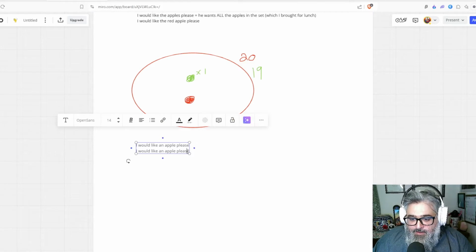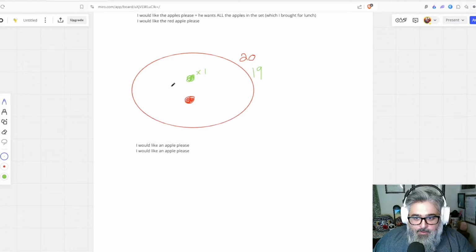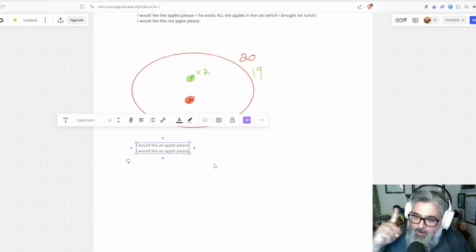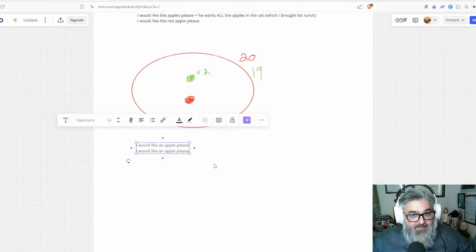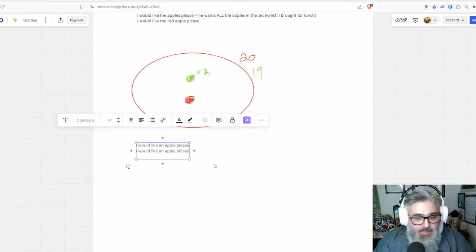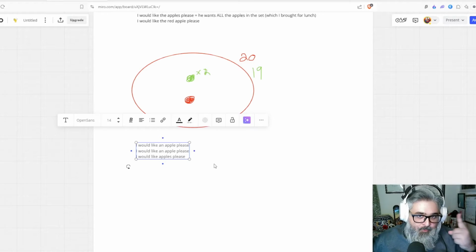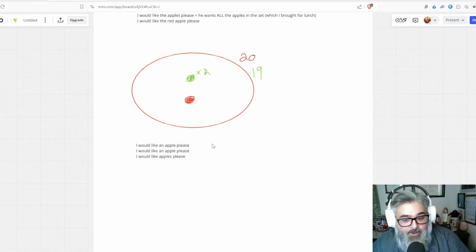What would happen if he wants two? Suppose he wants two. Now we can't use an or a. We can't use the indefinite article because that's only used for one item. Does he want the entire set? Does he want all of them? No, he doesn't. So we're just not going to use any article. I would like apples, please. He doesn't specify how many, but we know he doesn't want one. And we also know he doesn't want all of them. That's the only information we know, right?